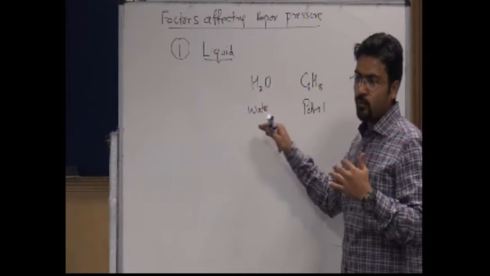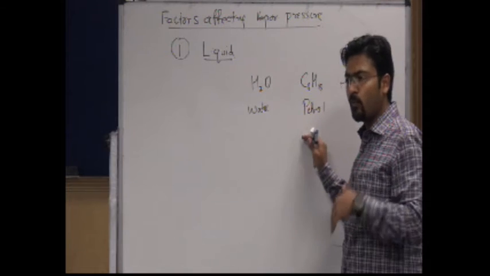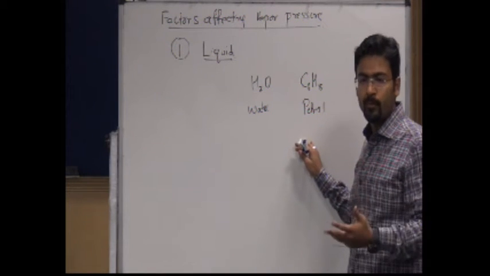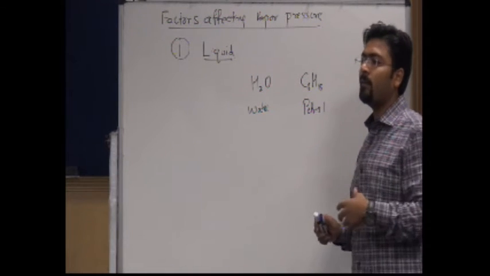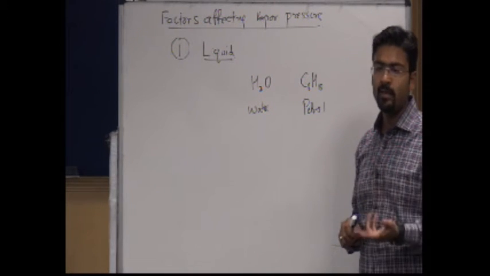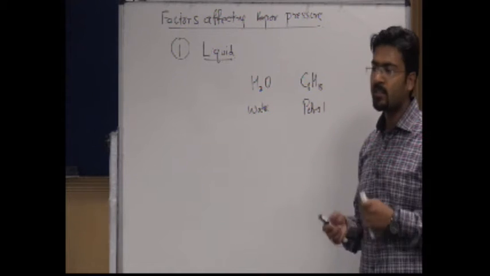So one who is more volatile has more tendency to form vapors. The one who is less volatile has less tendency to form vapors. Now, on what parameter does this tendency to form vapor or volatility depend? What is the parameter? How can I compare?